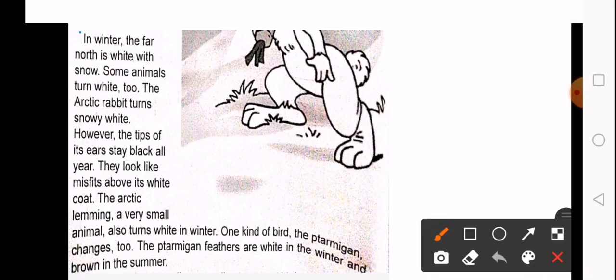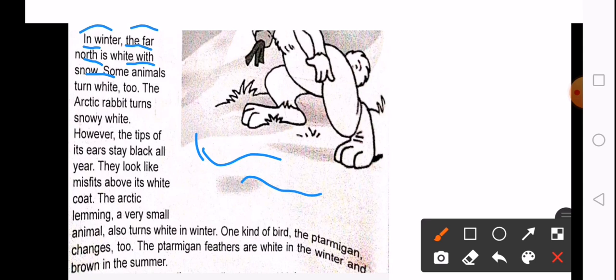What happens here now in winter? In winter, the far north is white with the snow. This is the snow, okay? And the color of white. So some animals turn white too. So what are the colors dominating in winter? The white color. So what happened to the animal here? Must the animal turn what? White.